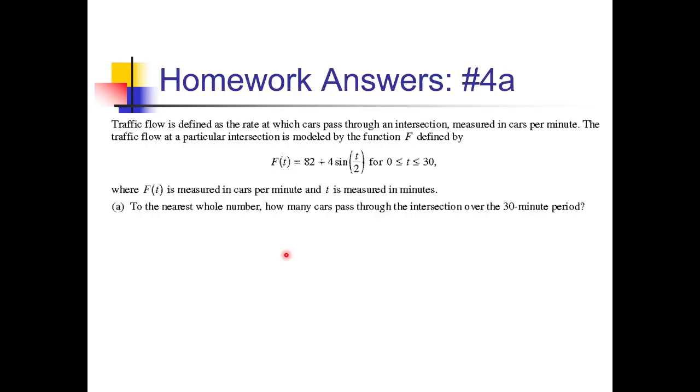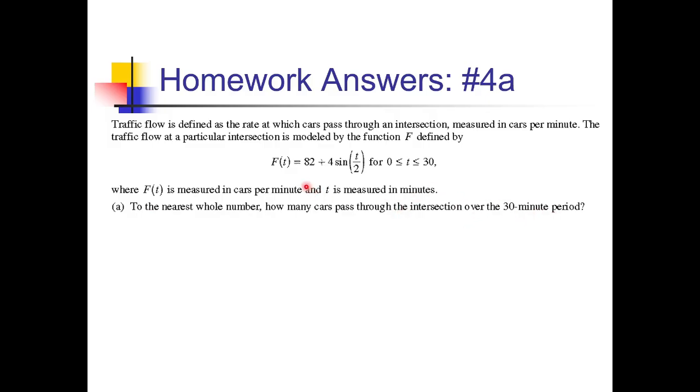For this calculator-based free response problem, we have traffic flow defined as the rate at which cars are passing through an intersection in cars per minute, and the flow at a particular intersection is modeled by this big F of t function. So it's basically just a sine function, and that's only defined between times 0 and 30. All right, so part A here, to the nearest whole number, how many cars are passing through our intersection over the 30-minute period?